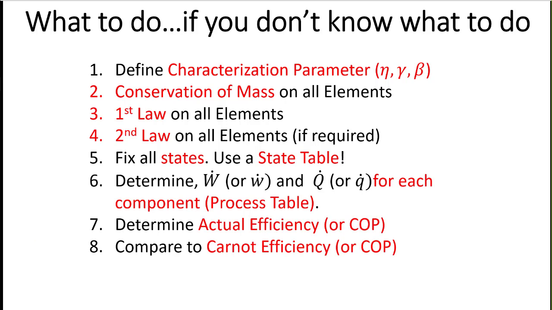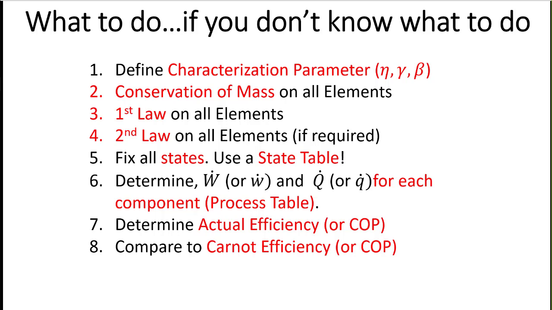First, we're going to define the characterization parameter. Then we can do conservation of mass on all the elements. If it's an internal combustion engine, conservation of mass is easy because nothing happens to the mass. It's just closed. Then we do the first law on all the components, whether it's an open system or a closed system. You've got to pick the right version. If we need to, we'll do the second law. Then we'll fix all the states.